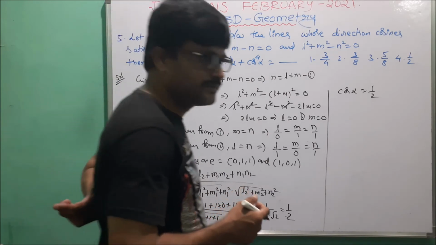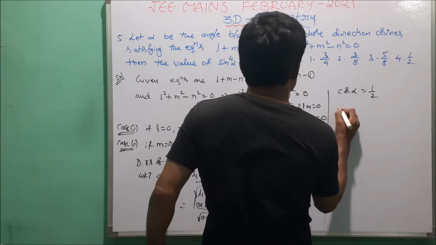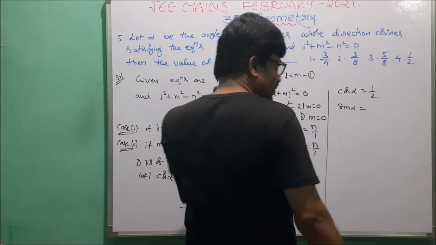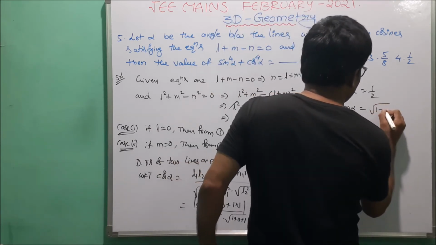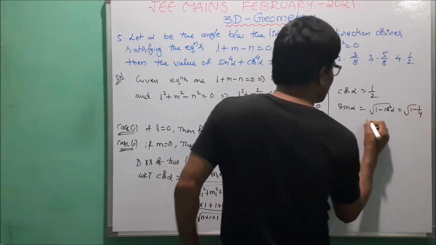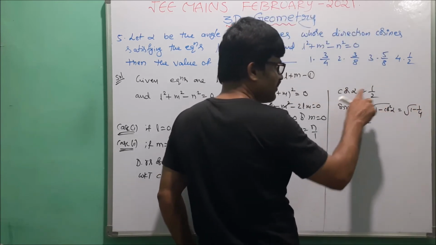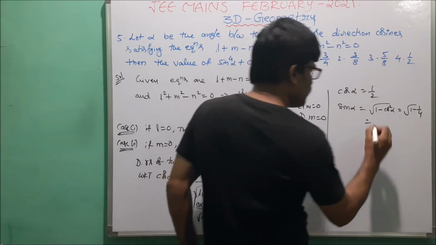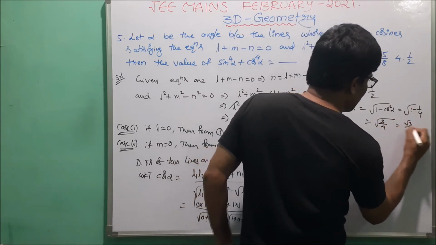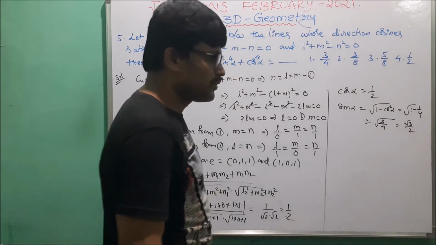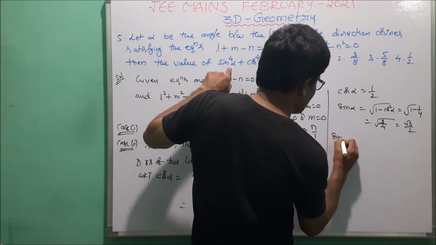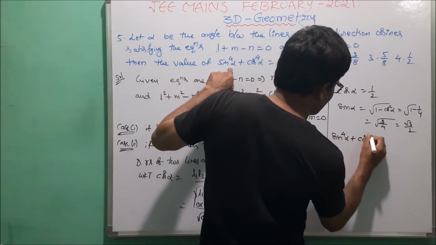Similarly, sin alpha equals the square root of 1 minus cos square alpha. So 1 minus 1 by 4, since cos alpha is 1 by 2 and cos square means 1 by 4. Square root of (4 minus 1) by 4, that is 3 by 4. That means root 3 by 2.